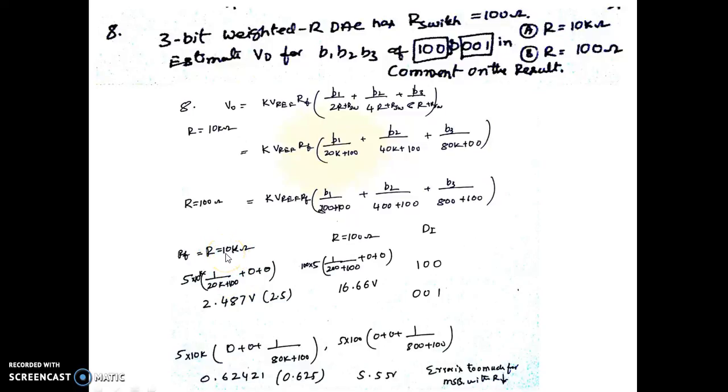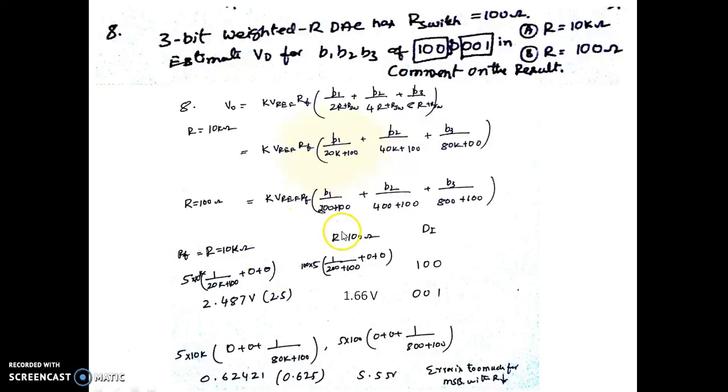Because we have taken the switch resistance as 100 ohm, and the value of weighted resistor R is 10 kilo ohms. So if you actually do the same for the same combination, if you consider the resistance R as 100 ohm and the switch as 100 ohm, it's not actually 16.66, it is actually 1.66. Let me make that correction.